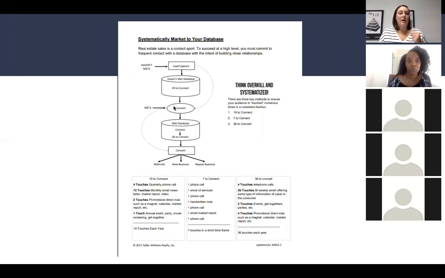Once they become a met, you're going to connect with them through the 19 touches to connect. You're going to start off with the 8 and 8 weeks, right? So it's going to be high intensity at first and then slack off a little bit. And then the 7 to cement and the 36 to convert. So do you see how you really do want to overkill, right?